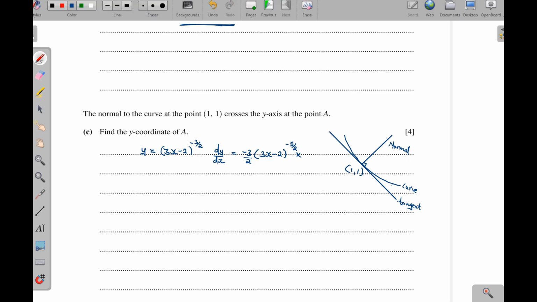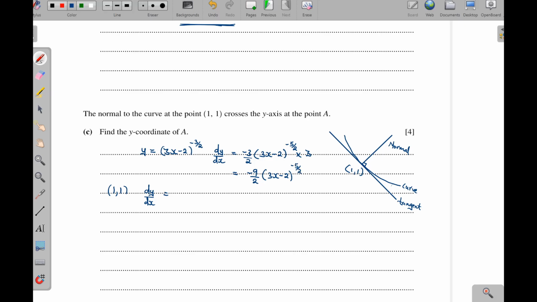Then times, this is chain rule. Enter inside here and you differentiate this, you'll get a 3. So you multiply it all through, and this will give us this times that, which will be negative 9 over 2, then you have this 3x minus 2. And then at this point (1, 1), what will be the dy/dx, which will give us the gradient of the tangent, and then from there we can get the gradient of the normal.